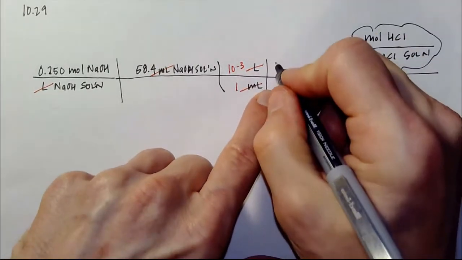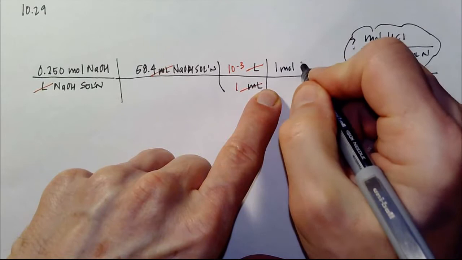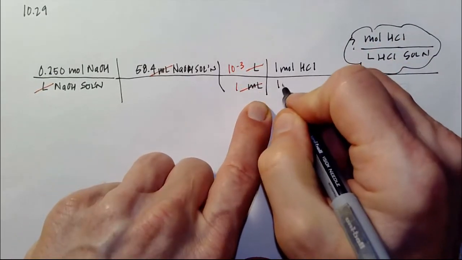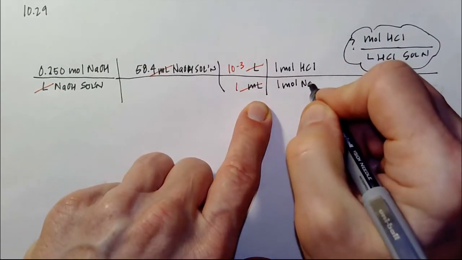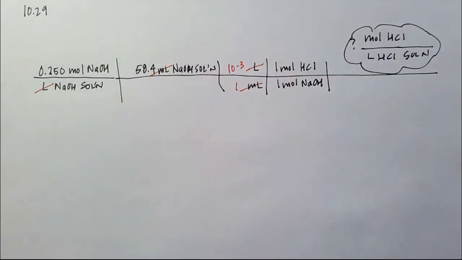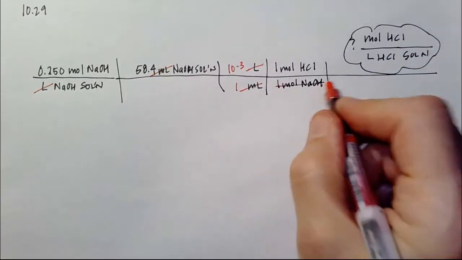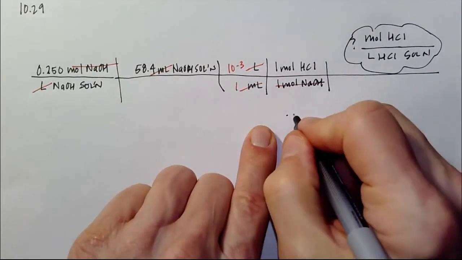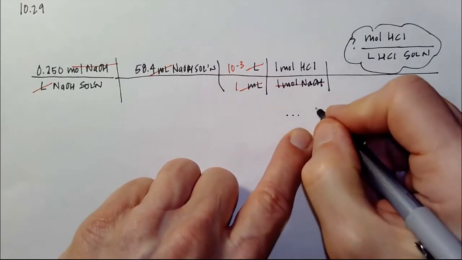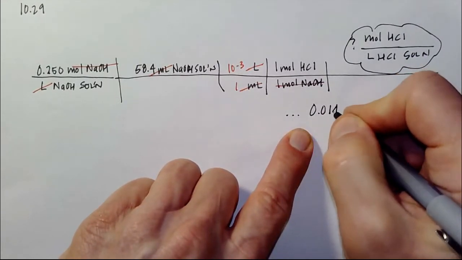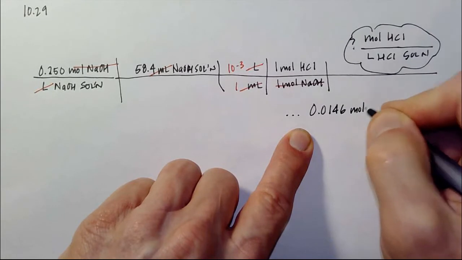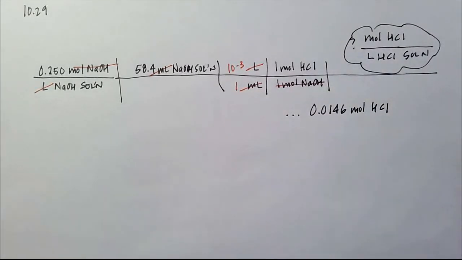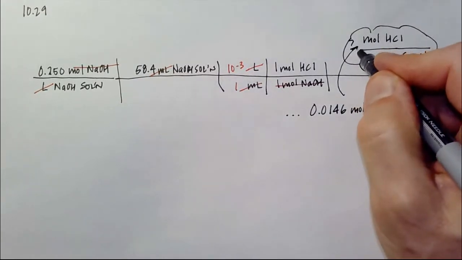If I do this, and then I could do 1 mole HCl, 1 mole NaOH, moles of NaOH have canceled. And I'm going to stop here because I'm just running out of paper. I get 0.0146 moles of HCl. So I've got that part.